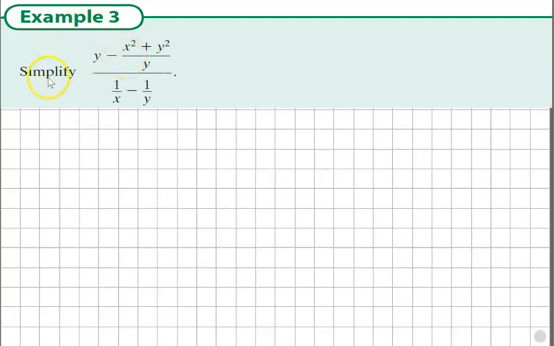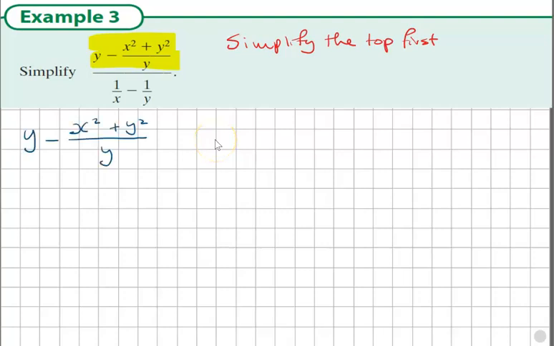Example 3. Simplify y minus x squared plus y squared all over y, divided by 1 over x minus 1 over y. We're going to start off by just taking the numerator and simplifying this. So we're going to subtract these algebraic fractions. We have y minus x squared plus y squared all over y.